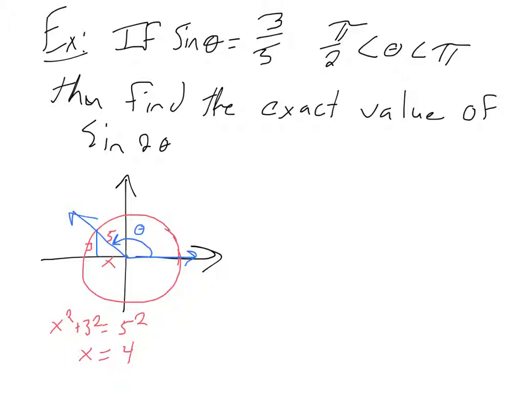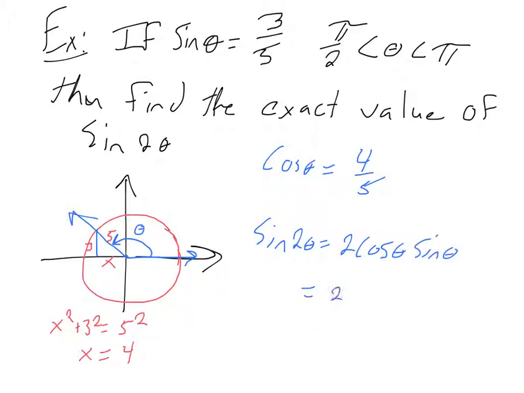And we know that that means that cosine theta then is going to be equal to 4 over 5. And sine 2 theta using our identity is equal to 2 cosine theta sine theta. So that's going to be equal to 2 times 4/5 times 3/5, which is going to be 24/25ths. 24/25ths. Okay.